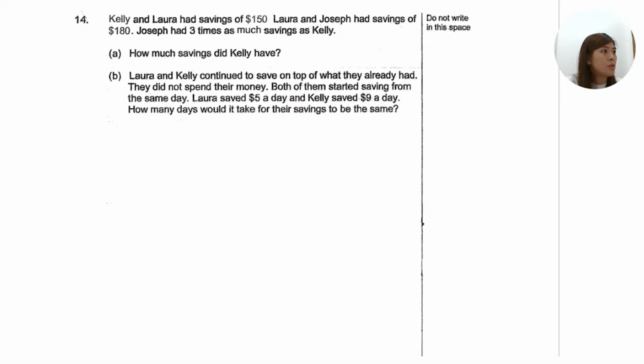Okay, so for question 14, Kelly and Laura had savings of $150. So Kelly and Laura $150. Laura and Joseph had savings of $180. Okay, Joseph had 3 times as much savings as Kelly. So they ask you to find how much savings did Kelly have.